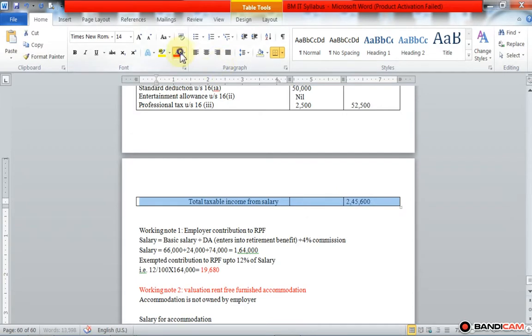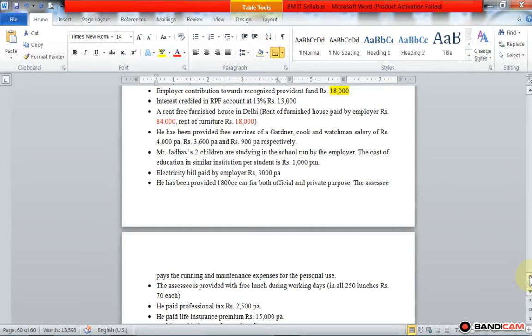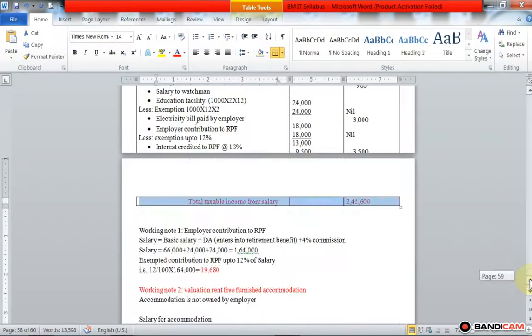In this lecture we studied problem number 6 on computation of total taxable income from salary. We studied in our earlier lectures unit number 4, where we computed income and gain from business as well as income from salary. In our next lecture we will start our unit number 2. Okay, thank you very much.